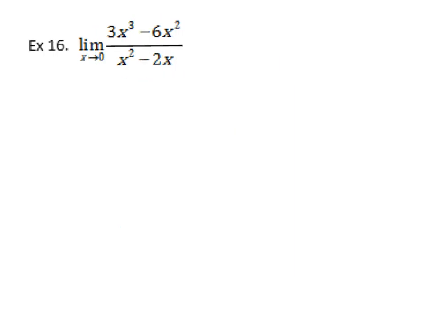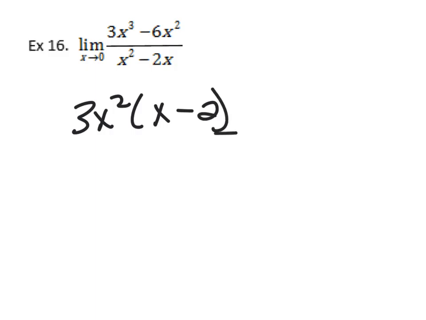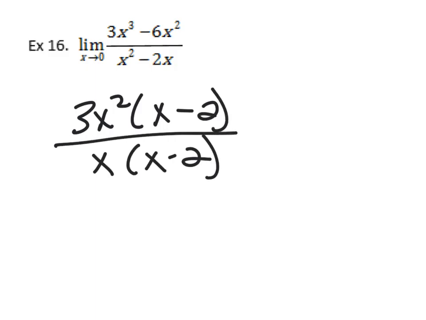Okay, next one, I've got the limit as x approaches 0 of 3x cubed minus 6x squared over x squared minus 2x. We're going to factor a 3x squared out of the top, and I have x minus 2 left over. And on the bottom, I'm going to factor out an x minus 2. So my x minus 2's cancel. Then I'm going to plug in 0 in here. Oops, I forgot to do another one. Let me erase that. Spoke too soon.